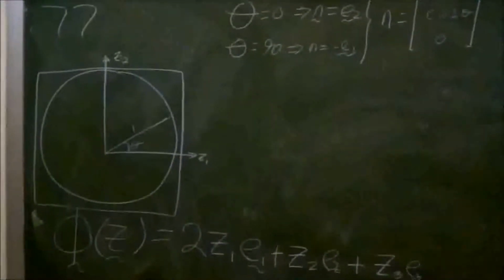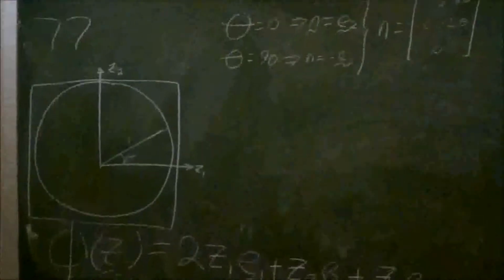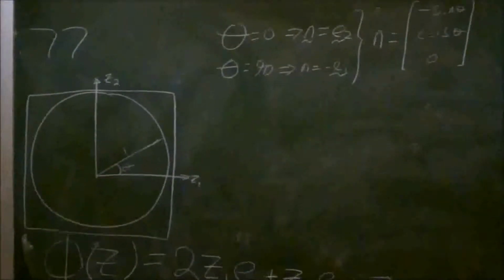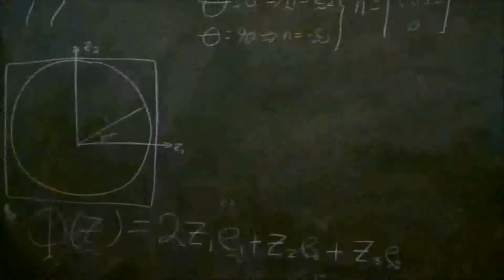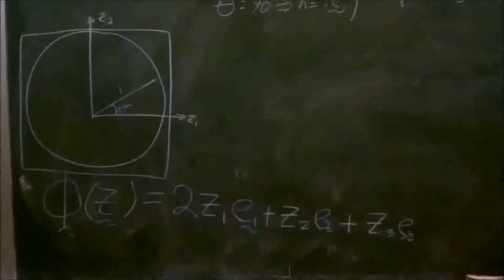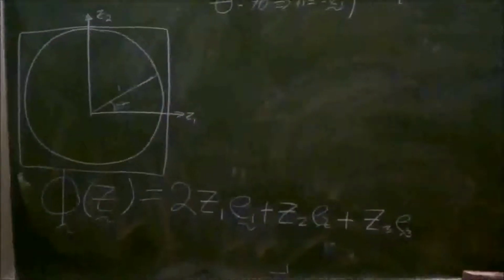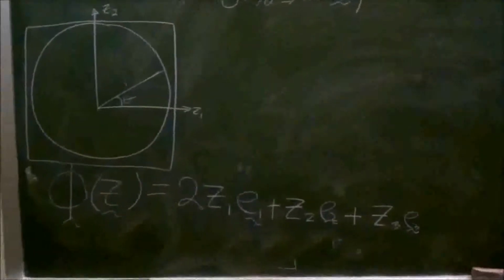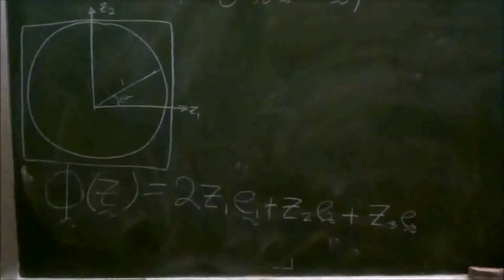We're on problem 77 of chapter 2. Problem statement. A circle of unit radius is etched on a plate. The plate is then subjected to a homogeneous deformation that stretches according to the following map. Phi of z equals 2z1 e1 plus z2 e2 plus z3 e3.